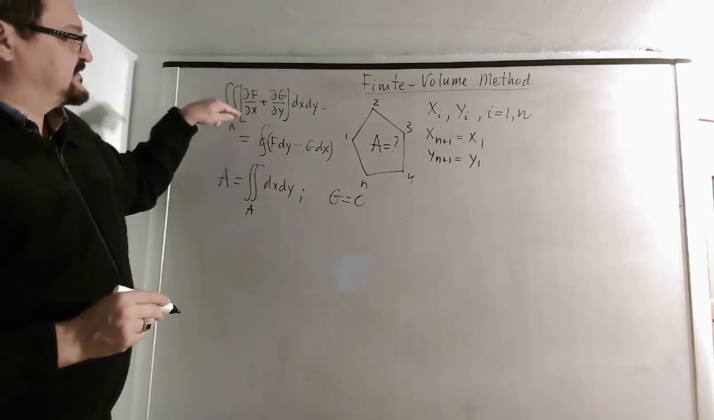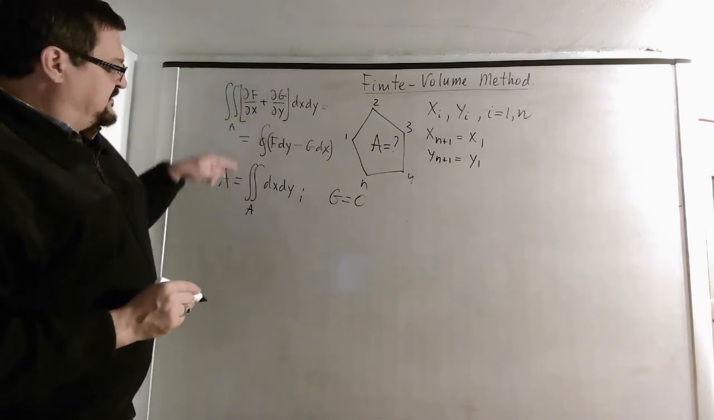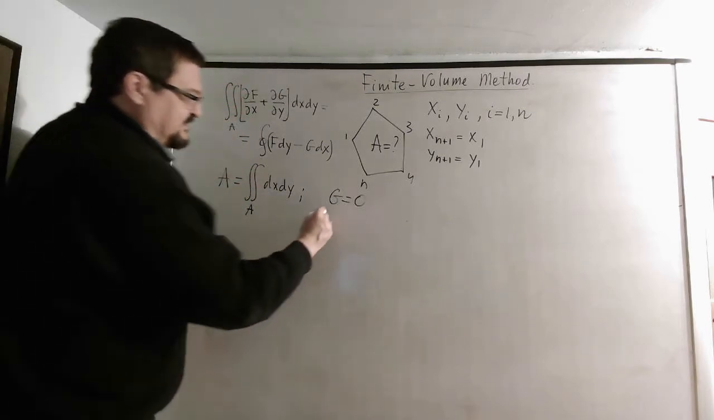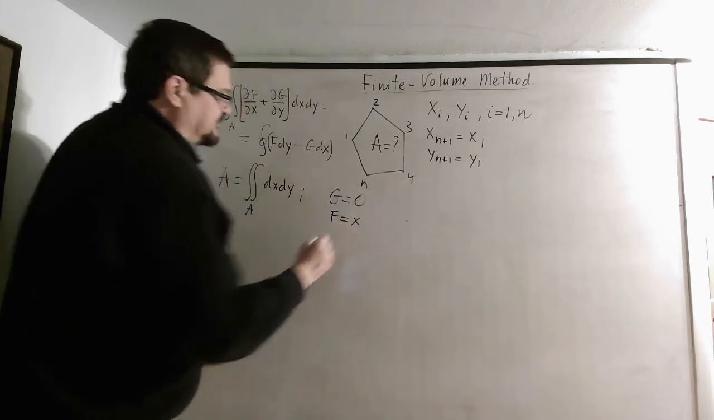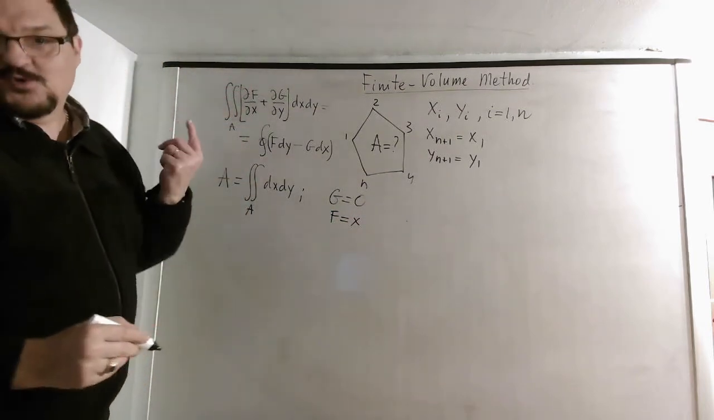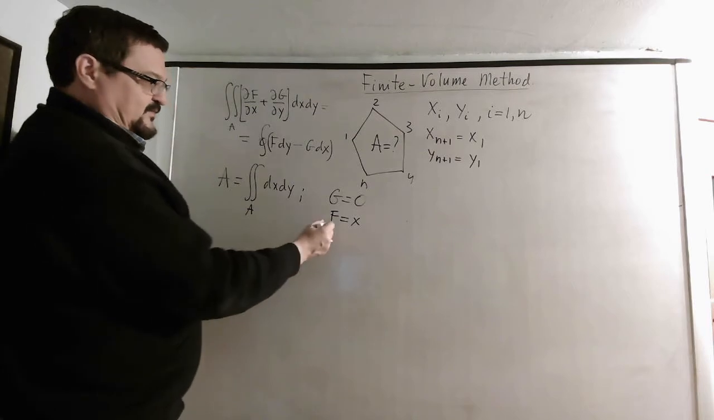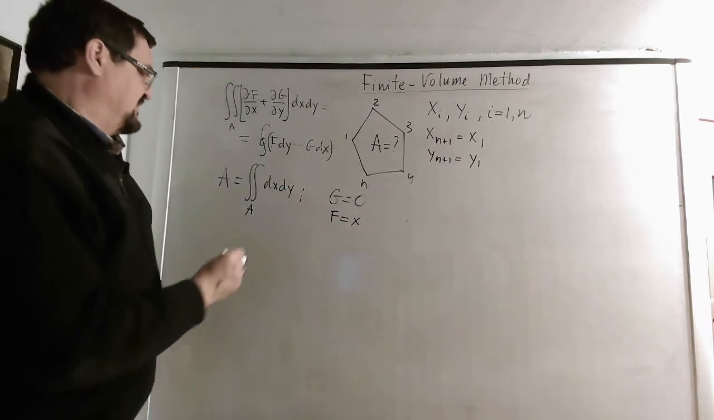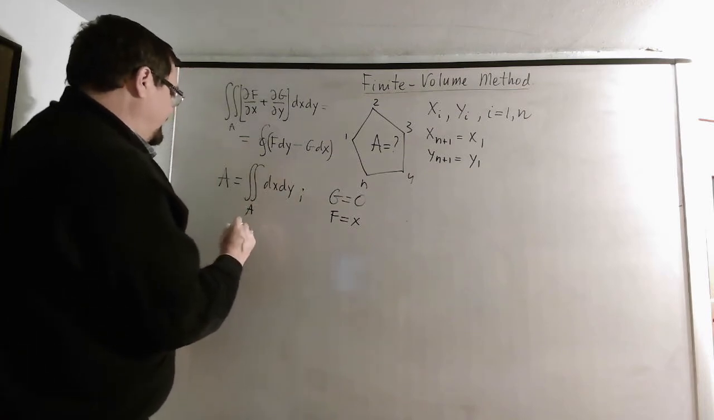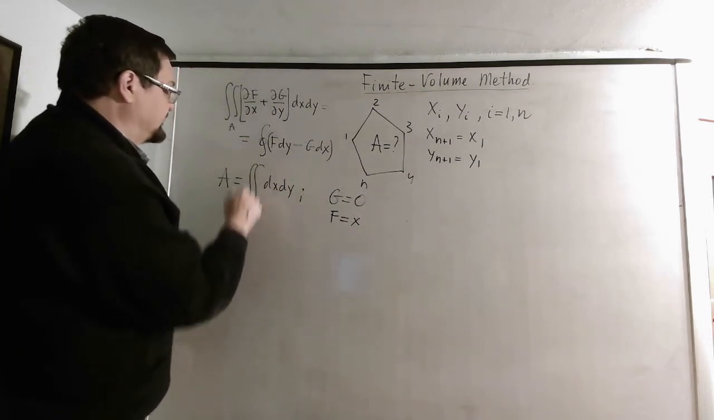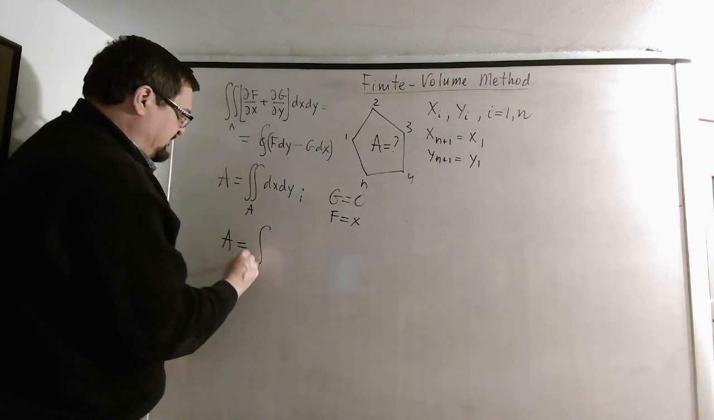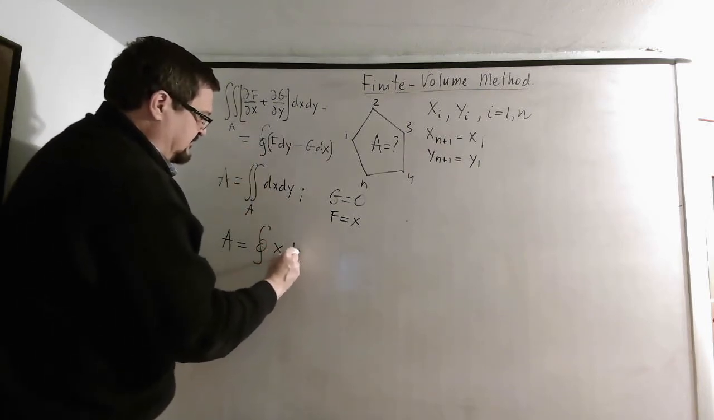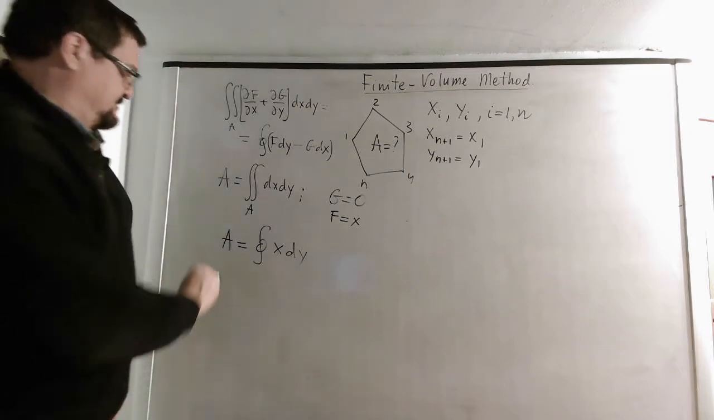Now to make this f term equal to 1, f should be equal to x, so that dx is 1. So in this case these are our functions f and g. Using Green's theorem, we see that A equals this contour integral of f, which is x dy. That's it.